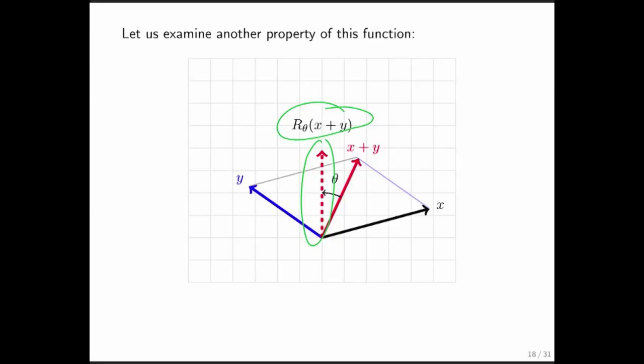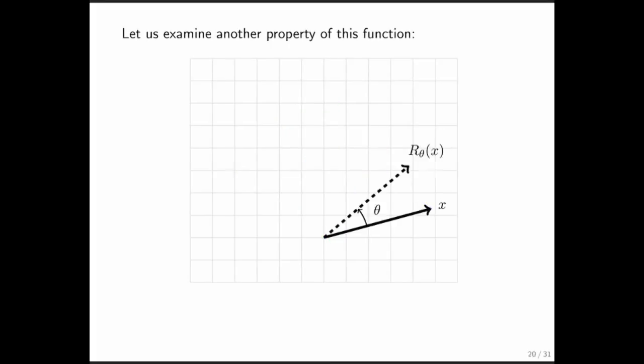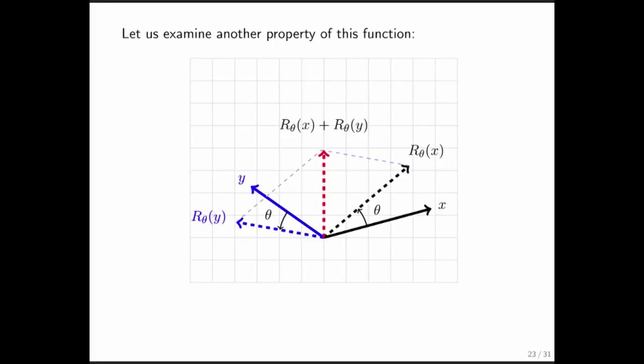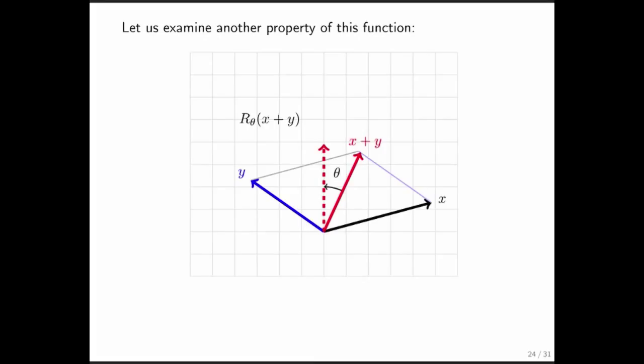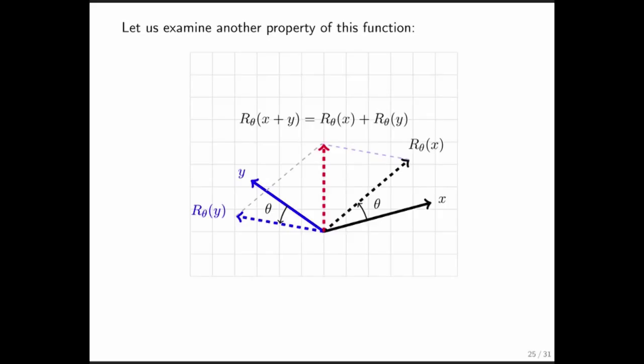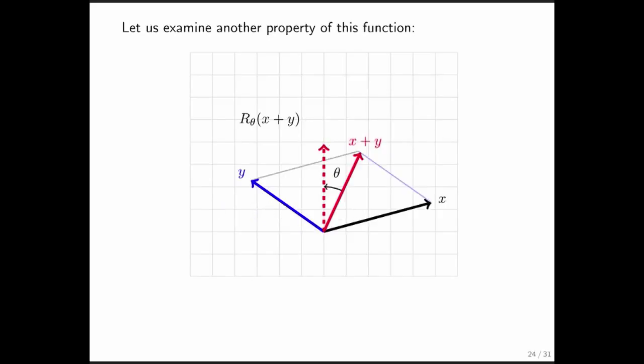I wonder what would happen if we first rotate x and we rotate y, and then we add the results together. Well, here we have x, we rotate it through angle theta. Here we have y, we rotate it through angle theta. We create the parallelogram of the results, and lo and behold, we get a vector that is identical to the vector that we got if we added x and y together first and then rotated it through angle theta. Okay. So here we first add and then we rotate. Here we rotate first and then we add. And we can go back and forth. Either way, we get the same answer.